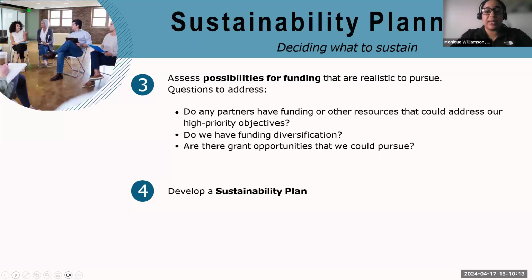Other steps will be assessing possibilities for funding that are realistic. So, thinking about any partners that may have funding or other resources that you could approach to help move some of those high priority objectives forward. Do we have funding diversification currently? And are there any other grant opportunities to explore? As you know, funding resources may change, so it is important to think about other opportunities to support your initiatives. And then finally, once we think through all of those steps as a team, we can begin developing a sustainability plan.